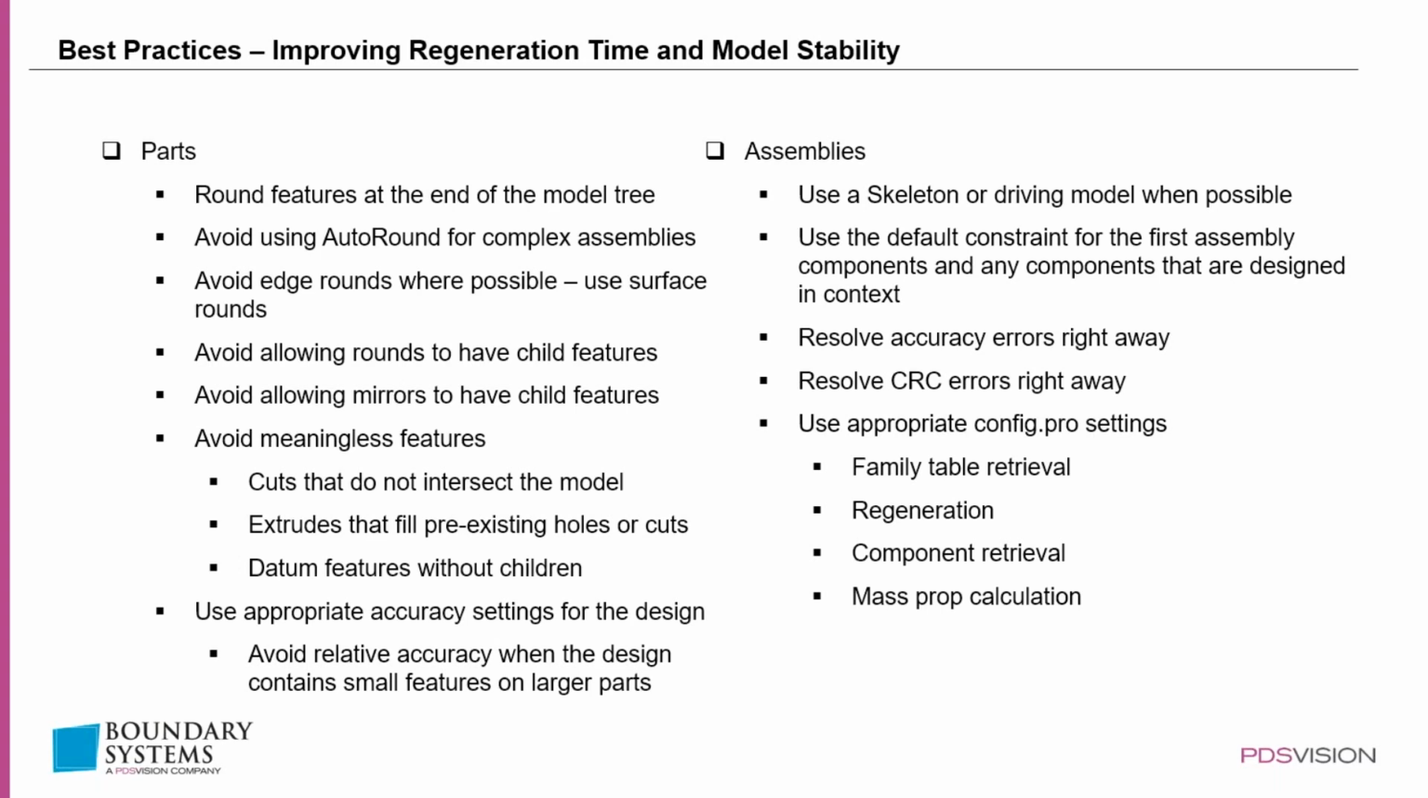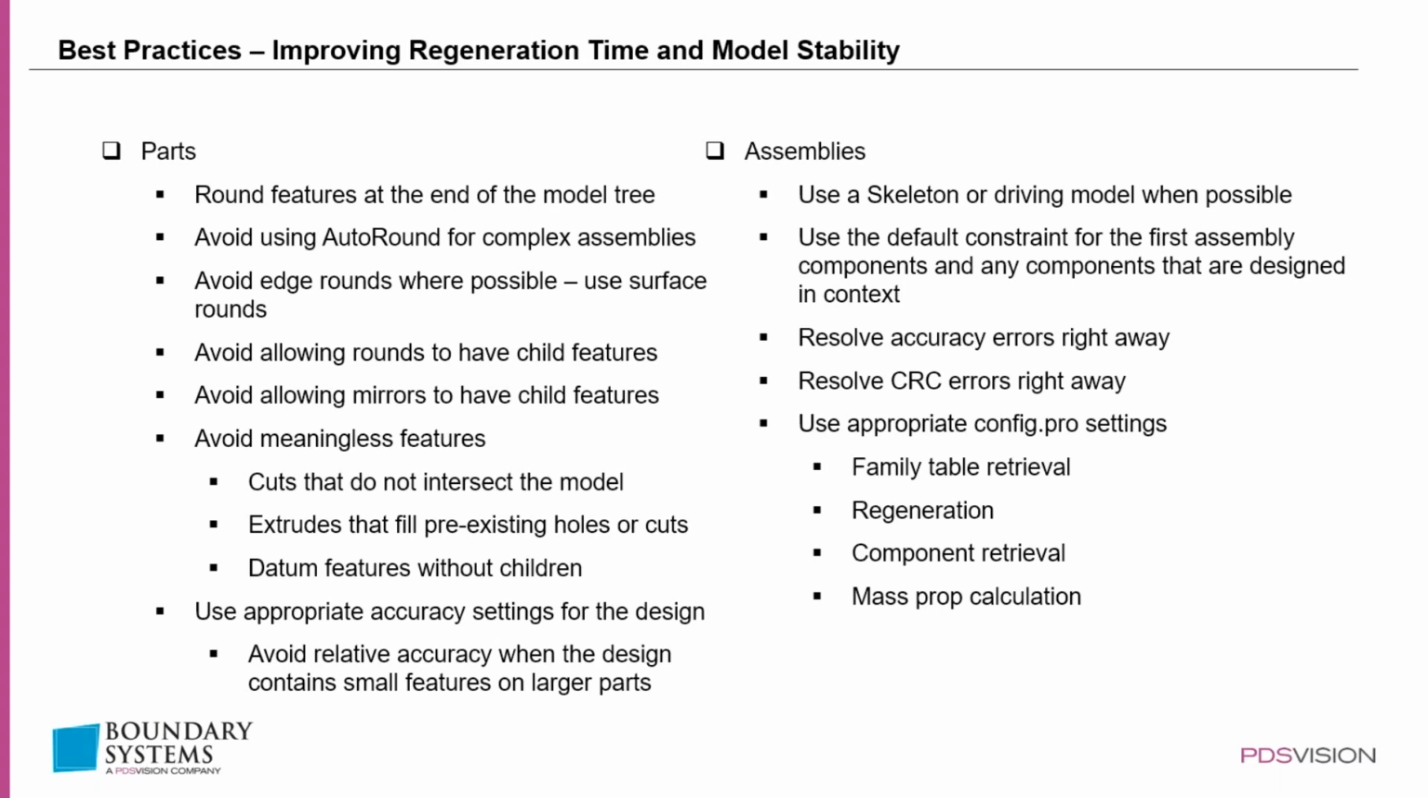The reason is they're going to be generated once in the model tree, and then they may have to be regenerated again if you do, for example, a child feature from that round. So oftentimes this will cause your regeneration to slow down quite a bit if you put your rounds early in the model tree. Putting them at the end of the model tree solves that and can speed up your regeneration quite a bit.